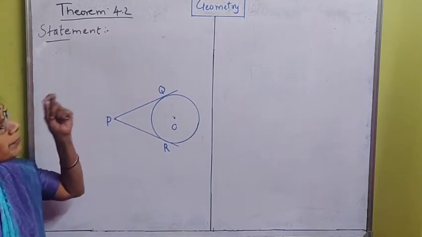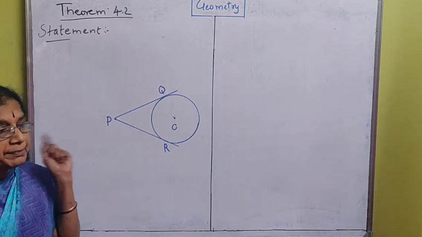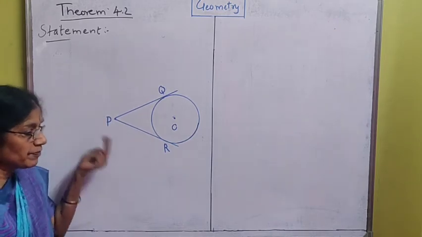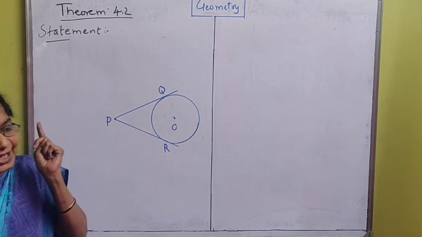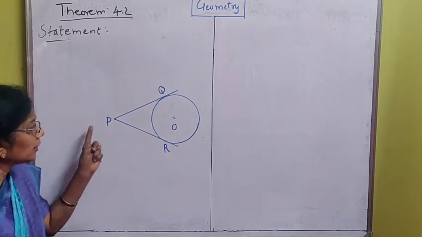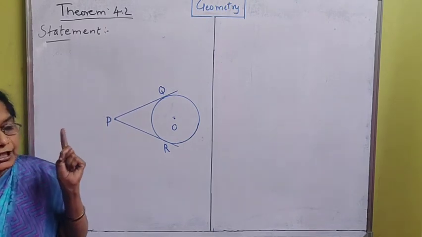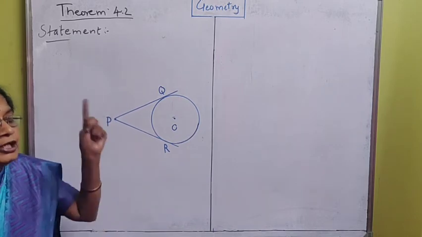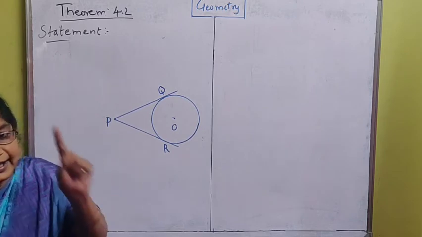Now we see theorem 4.2. This theorem is based on an external point. From that external point, two tangents are drawn. We have to prove that the two tangents drawn are equal. So the tangents drawn from an external point to a circle are equal.